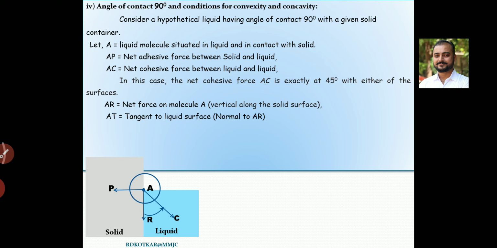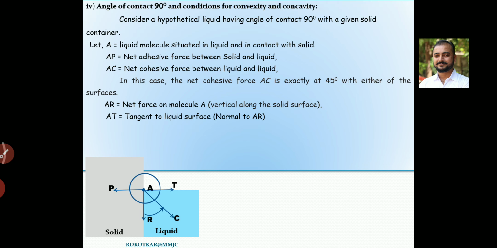Okay, so AT is the tangent drawn to the liquid surface, which is normal to AR and represented like this, perpendicular to the AR or tangent to the liquid surface. In this case, theta is the angle of contact, and it should be 90 degrees here, that is the angle in between the solid surface and the tangent drawn.